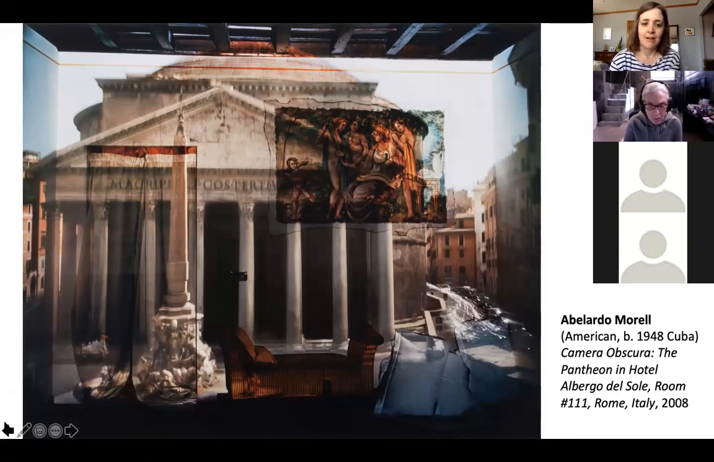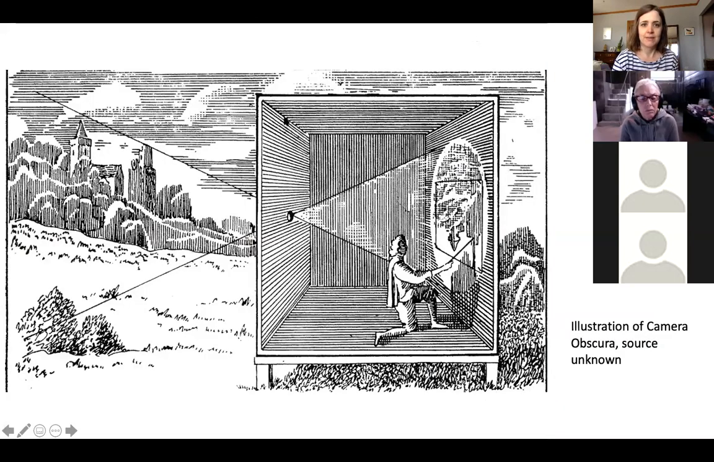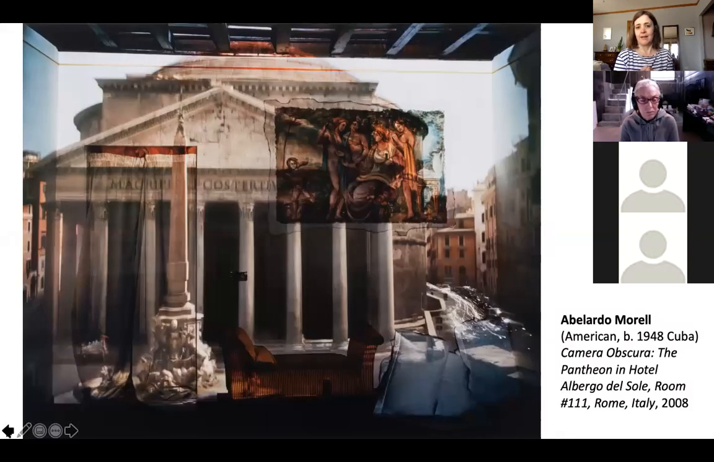Also, when you're doing camera obscura, the way the light refracts is it projects what is opposite of the walls upside down and backwards. So in order for Abe Morell to make this appear right side up, he also added a mirror that flipped the image right side up. And then he also held his exposure for a very, very long time in order to really record the imagery.